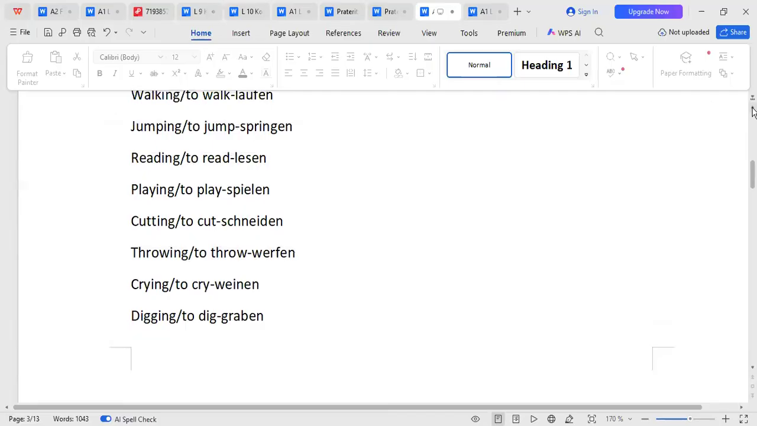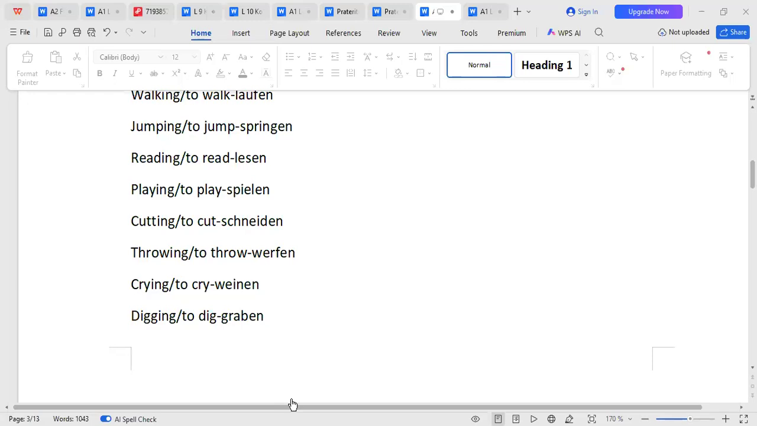Springen, lesen, spielen, schneiden, werfen, weinen, graben, und so weiter. Who can tell me that most common thing? From the chat section, somebody can just write. What is common from the names that I'm reading? Yeah, let me see. Yeah, ending with en. Very good. Daisy says they all end with en. Very, very good, Jack Mount. All of them are ending with en.